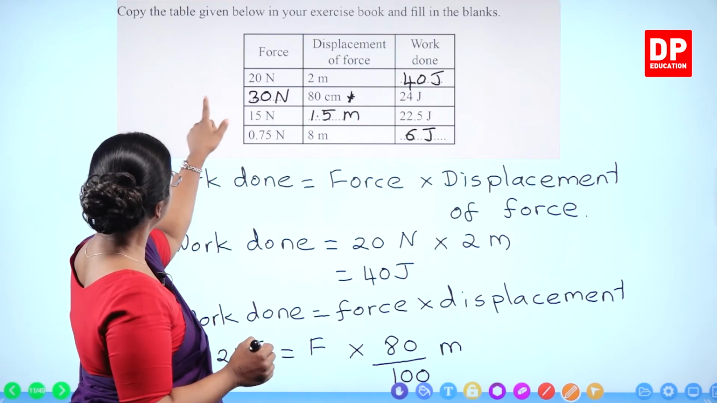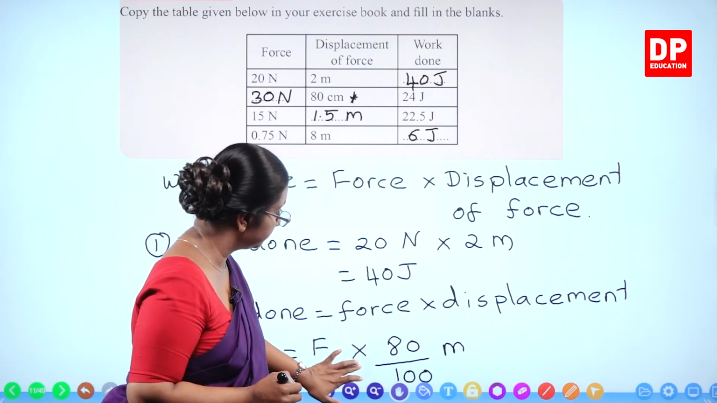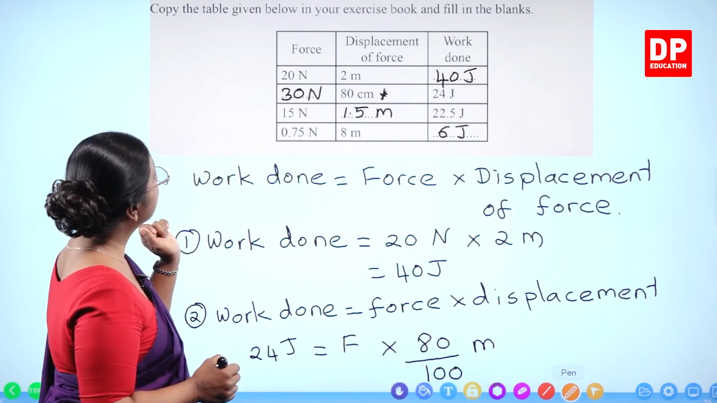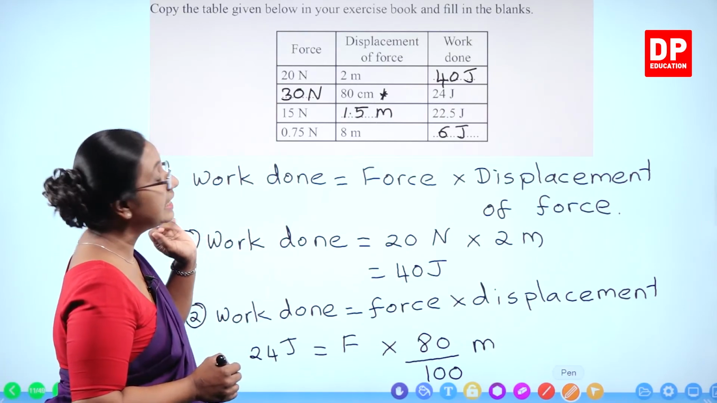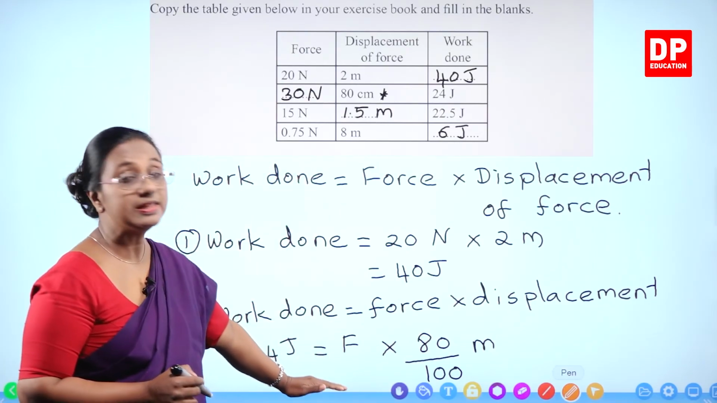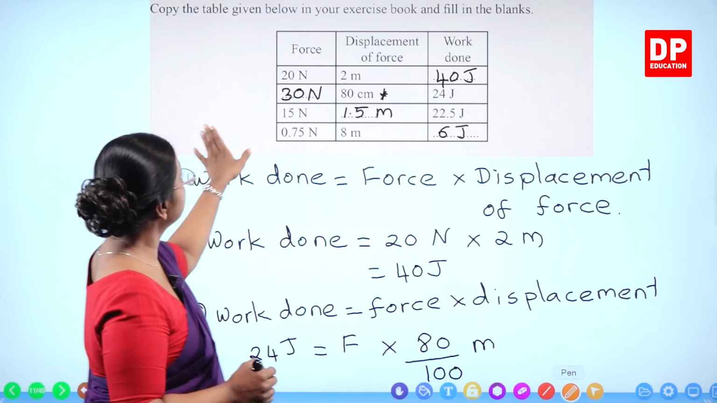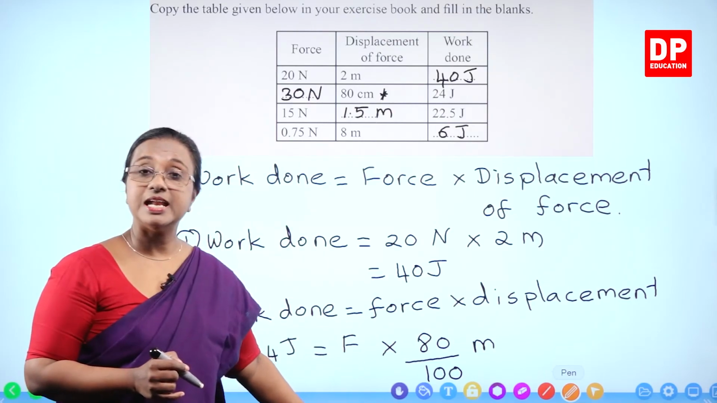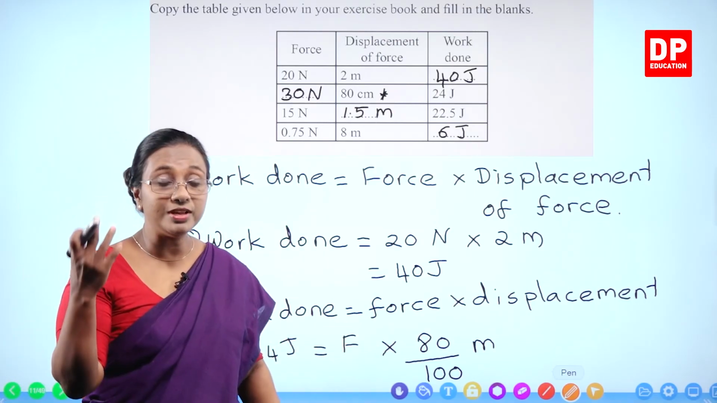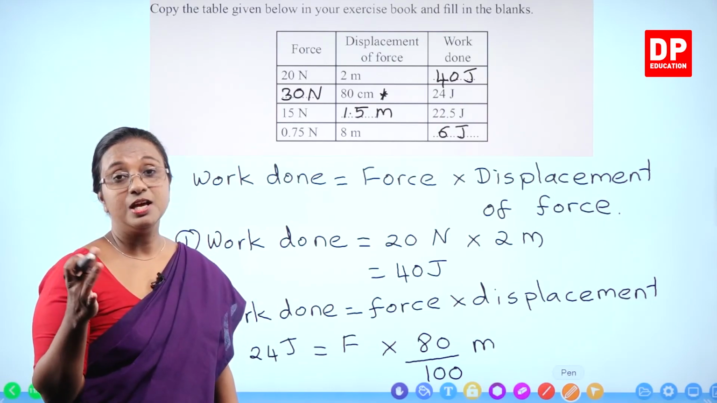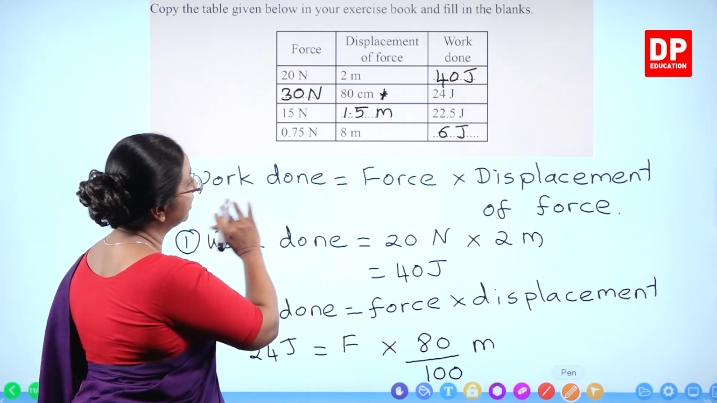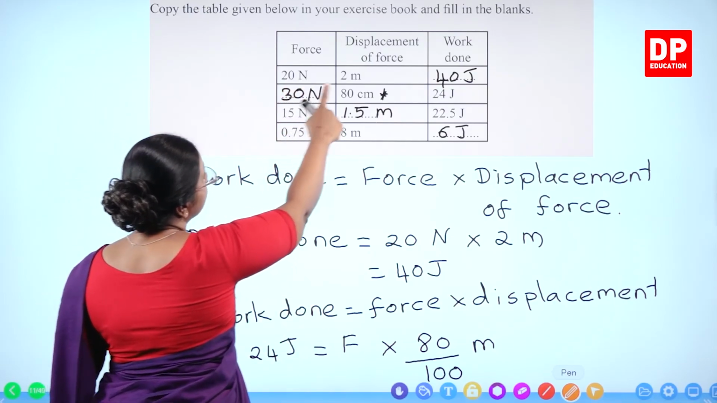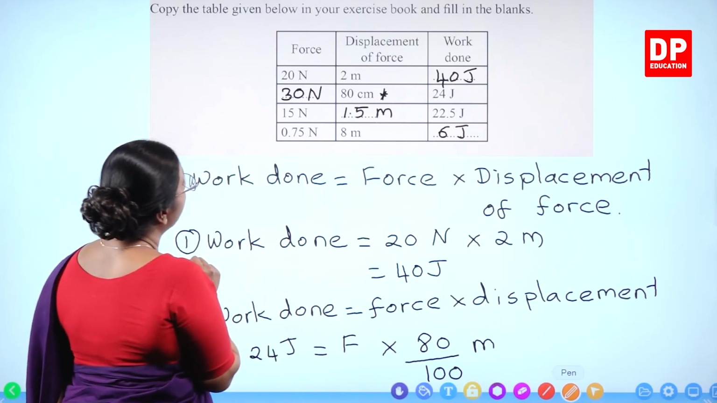So students, the question says copy the table given below in your exercise book and fill in the blanks. I have shown you all the workings. You only need to fill in the table. So you don't have to write the equation again and again. I have written it so that you will remember the equation easily. You all just need to do the calculation, substitute the values and fill in the table. So 20 Newton, 2 meters, work done is 40 joules.